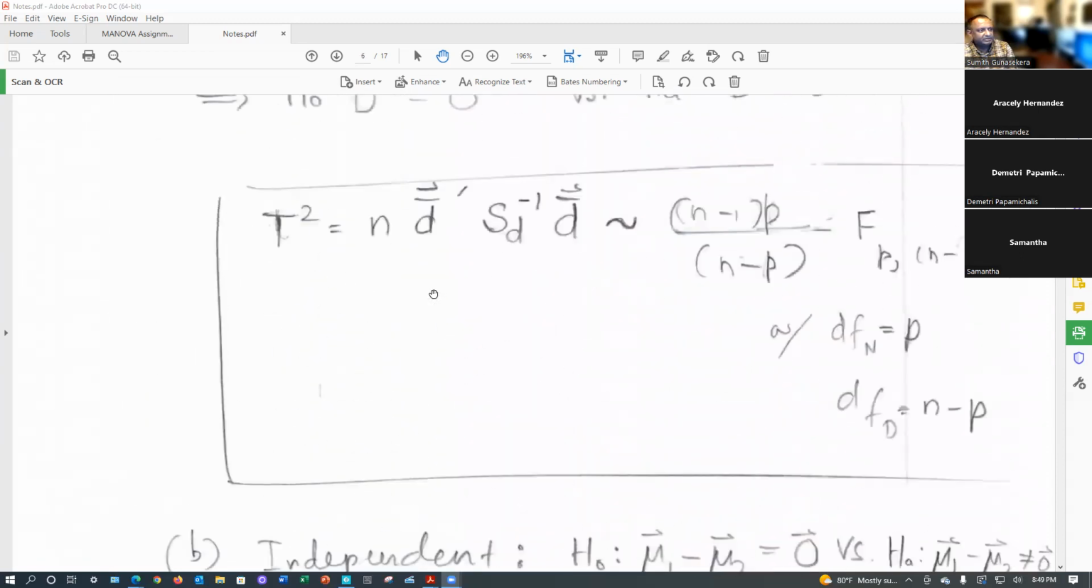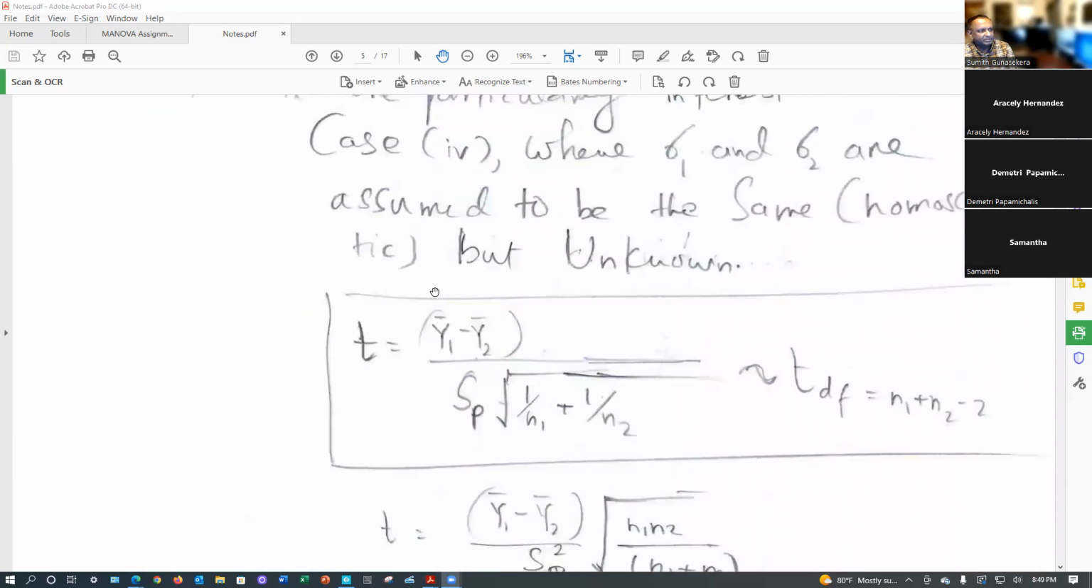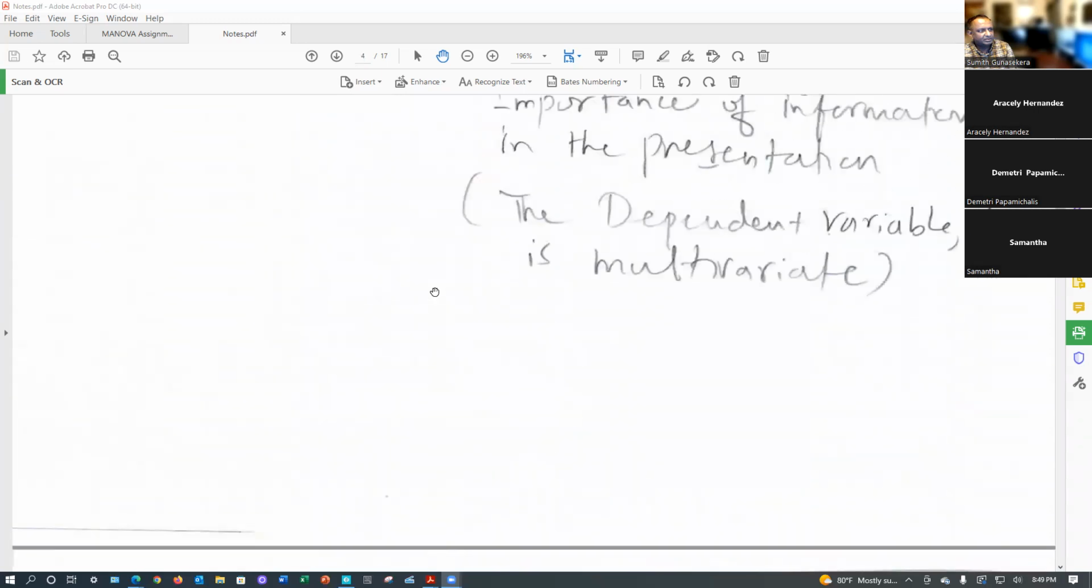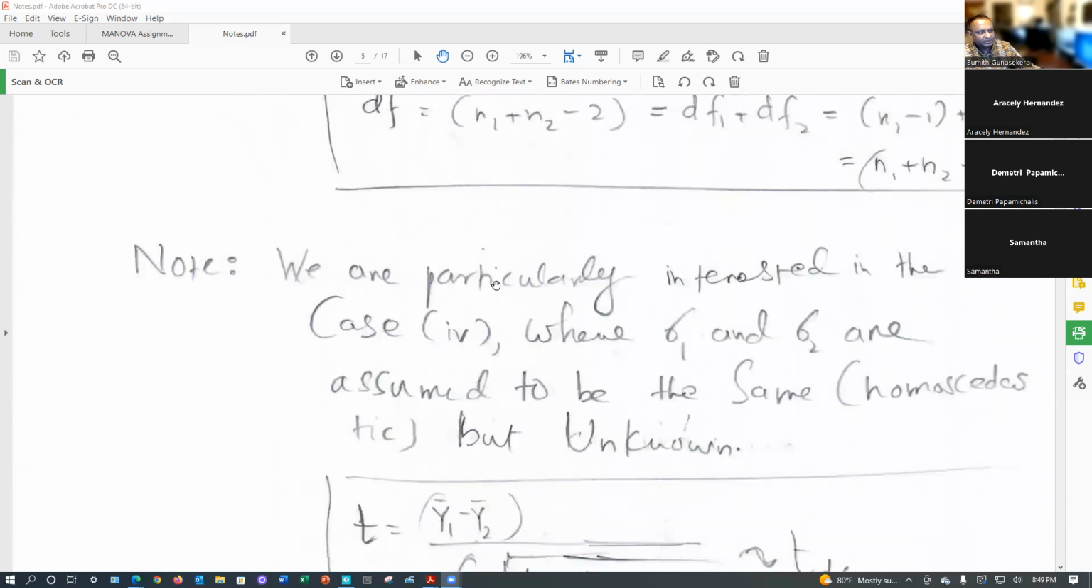Let me see. After this one, independent multivariate analysis. This one. Oh, are they coming? Okay, let me see. That's the problem. One second. I think after this one. Two pages. I'm gonna scan real quick again. I think some pages are missing. Okay, one second.